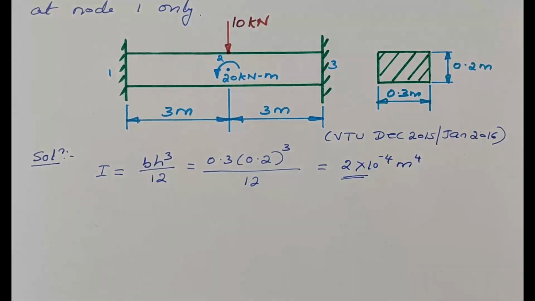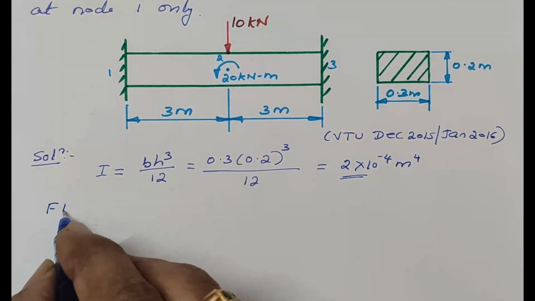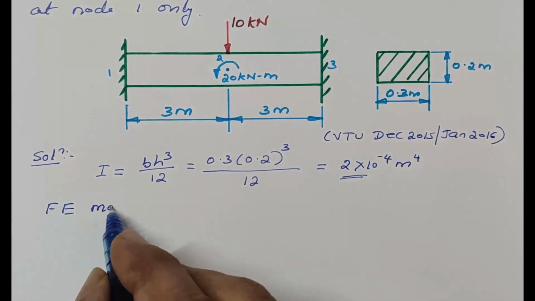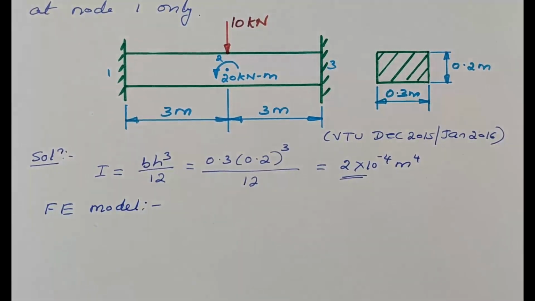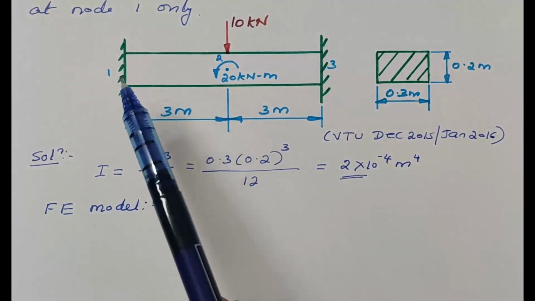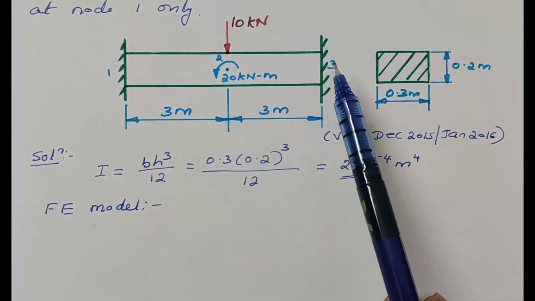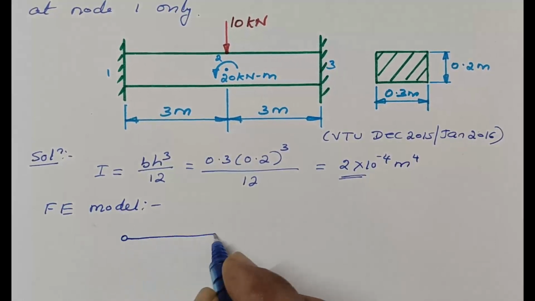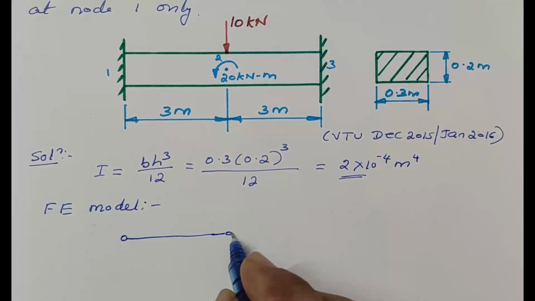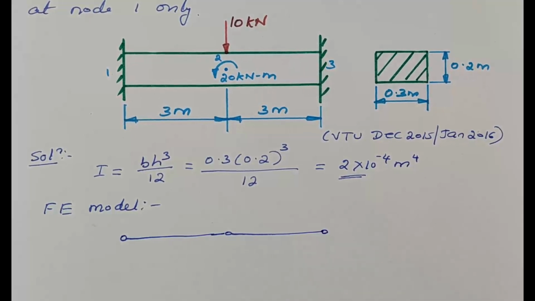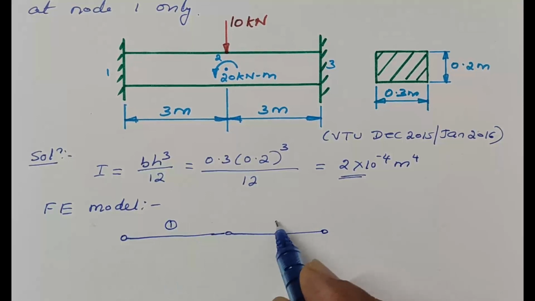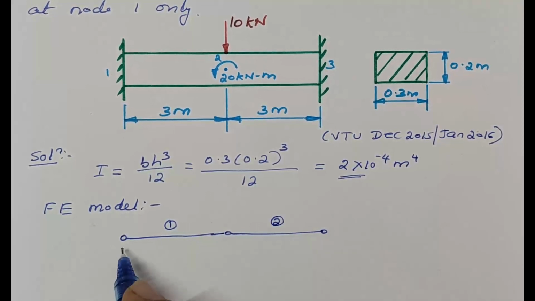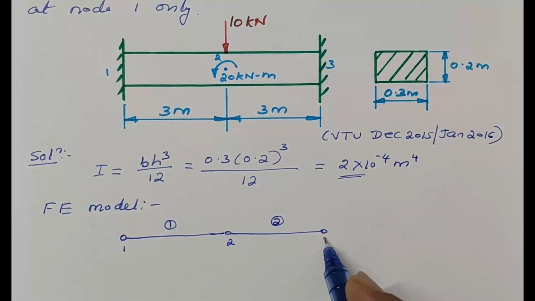Next is the finite element model, FE model. Already they have given the node numbers 1, 2, 3. Means we have to use 2 1D beam elements for the finite element model. This is element number 1. This is element number 2. Node numbering 1, 2, 3.